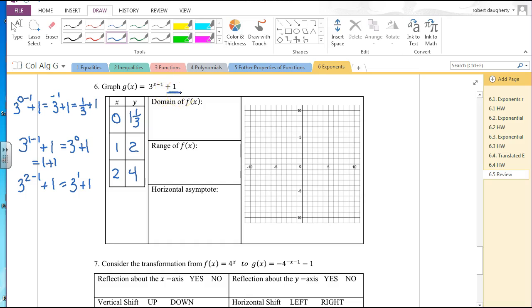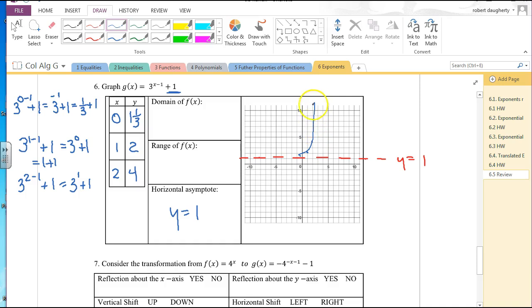So in graphing these points, before I graph it, I'll look at my horizontal asymptote, whatever that number is, out by itself. So y equals 1 is a horizontal asymptote. So I can draw at y equals 1 this function. So that's y equals 1. And then if I plot my points, 0, 1 and 1/3 is sort of right here. 1, 2 is right here. And 2, 4 is right here.